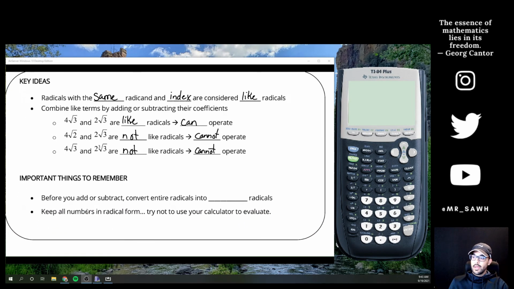Okay, before you add or subtract things, convert those entire radicals into mixed radicals using what we talked about last time. Sometimes the radicands won't be the same when you start, but they may turn into the same thing if you turn them into mixed radicals first. And try to keep all those numbers in radical format. Try not to use your calculator to evaluate them. We'll keep them as exact values here.